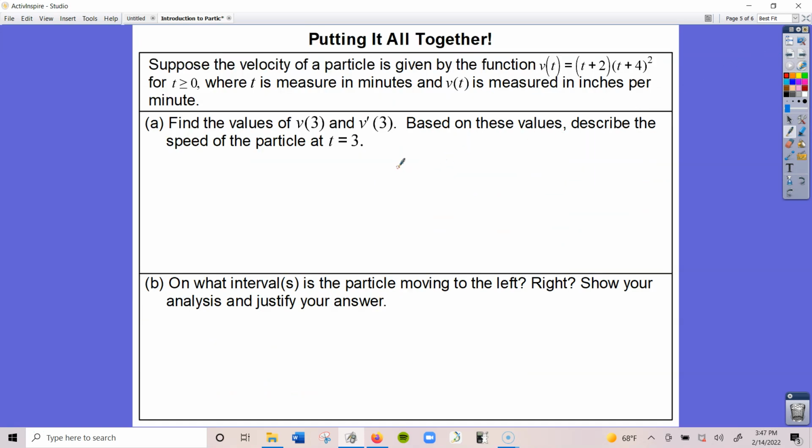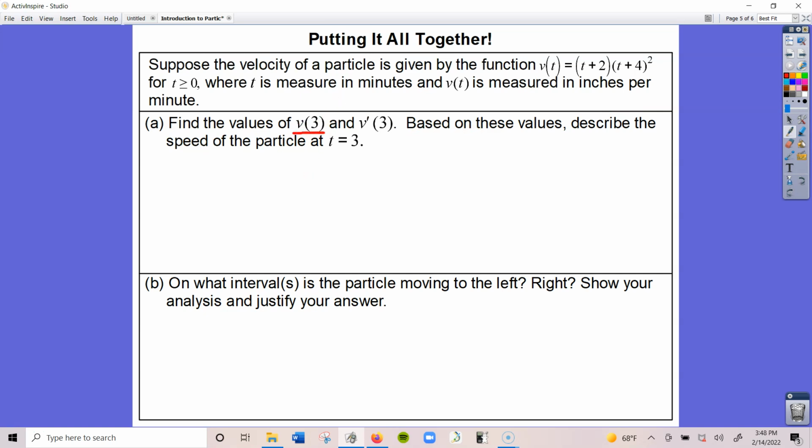Let's have a look at a word problem. Suppose the velocity of a particle is given by the function v of t is equal to t plus 2 times t plus 4 squared, where t is greater than or equal to 0, where t is measured in minutes and v of t is measured in inches per minute. Find the values of v of 3 and v prime of 3. Based on these values, describe the speed of the particle at t equals 3.